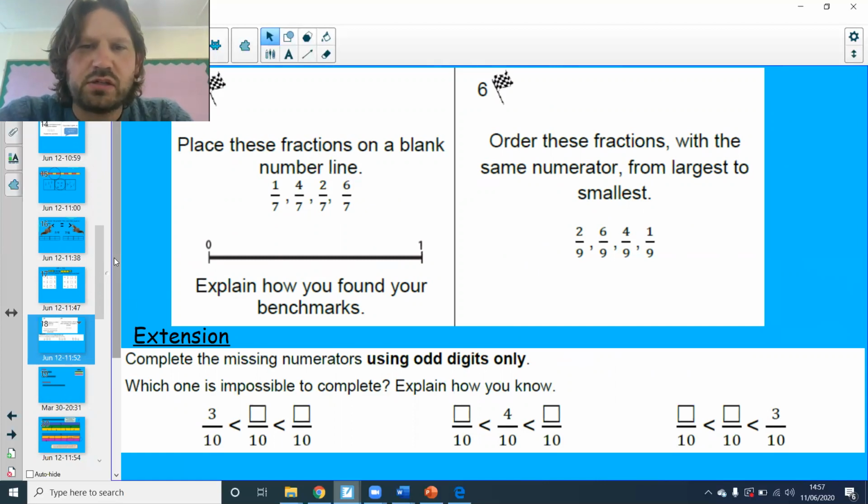And there is a final destination question. So place these fractions on a blank number line. And they've all got the same denominator. So we're just going to be looking at the numerator. We start from the lowest and go to the highest. Explain how you found your benchmarks. So imagine you can see there's 0 and 1 is the biggest number. That will be 7/7. So try and place them on carefully. Okay. And then you can have a go at destination question 6. And if you're really game, have a go at the extension task.